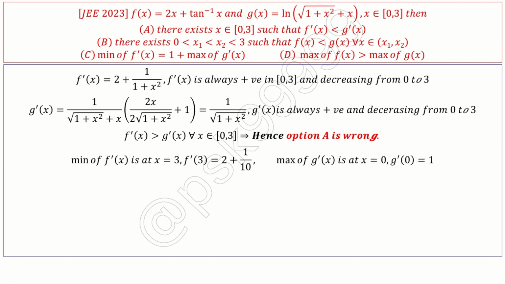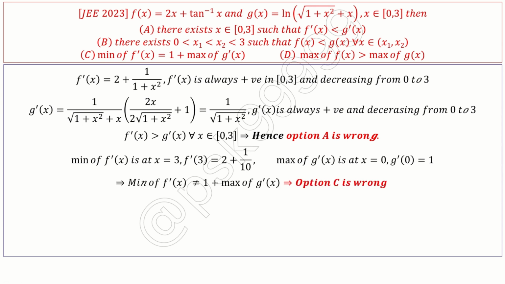Next, the minimum of f dash x is at x equal to 3, when x is highest. f dash 3 is 2 plus 1 by 10, which is 2.1. The maximum of g dash x is at x equal to 0, which is g dash 0, which is 1. So the minimum of f dash x is greater than the maximum of g dash x, so both are not equal. Option C is also wrong.